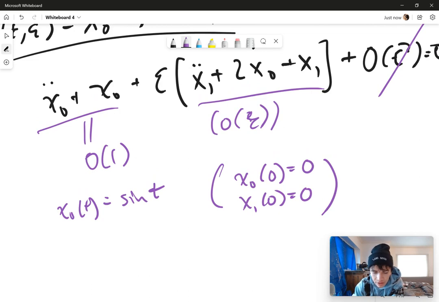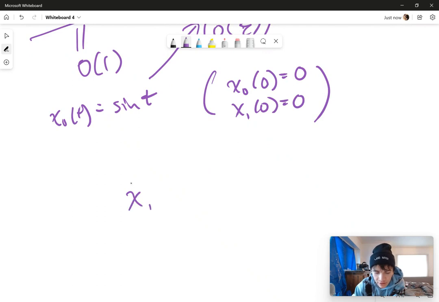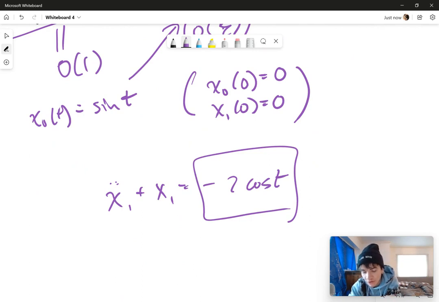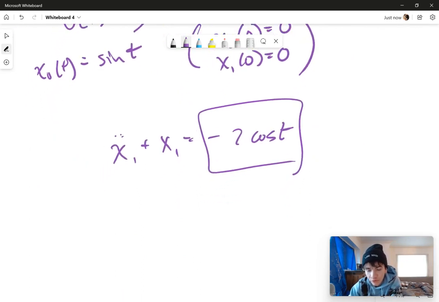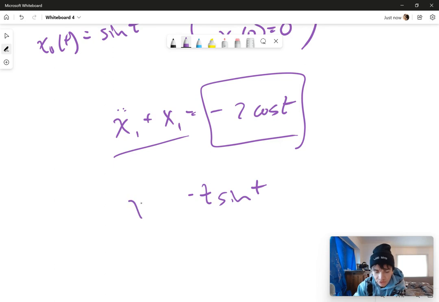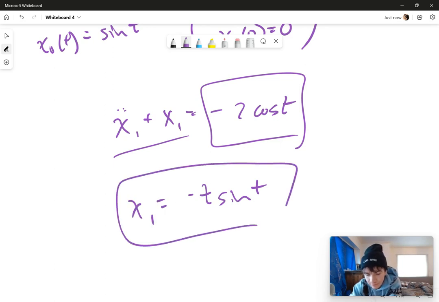The problem is that when I plug this x0 into the order epsilon equation, I get a resonant forcing term, because I immediately get x1 double dot plus x1 is equal to negative 2 cosine t. And if you've studied ODEs, you'll know that this term produces resonant forcing, because the frequency of this cosine is exactly the same as the frequency of the general solution. So the particular solution is going to be of the form t times sine of t, or some trigonometric function. And it turns out the exact solution becomes literally negative t sine of t for x1.